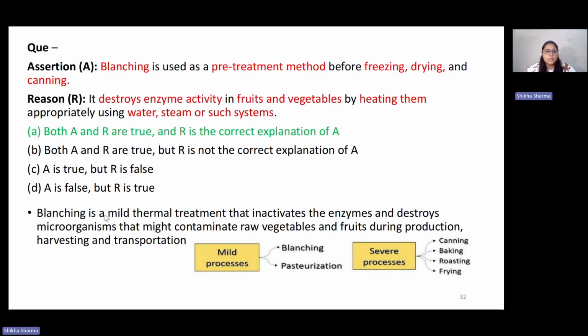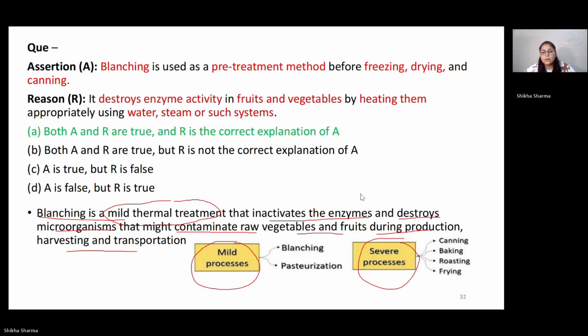So basically here we are talking about blanching. In previous week 2 we also discussed blanching. Blanching is basically a mild heat treatment that inactivates the enzymes and destroys the microorganisms that might contaminate raw vegetables and fruits during production, harvesting, and transportation. Blanching and pasteurization come under mild heat treatment, whereas canning, baking, roasting, and frying are severe heat treatment methods.